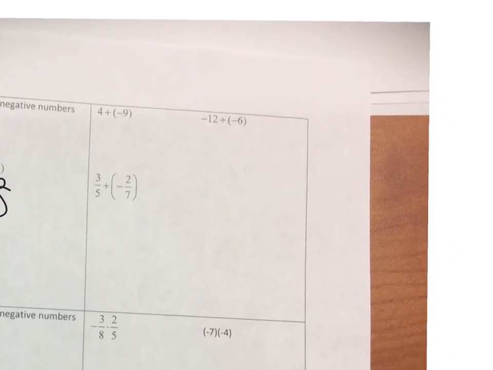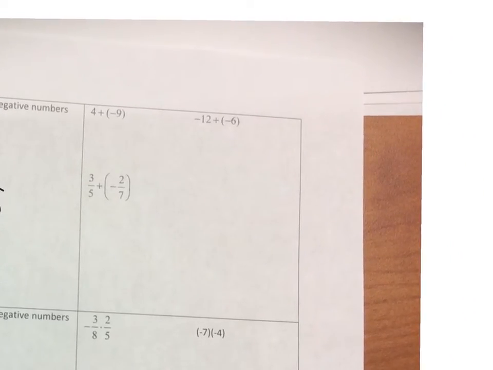Well, I did a couple more of those on the other side of this page. 4 plus negative 9, the signs are different. So I subtract. 9 minus 4 is 5. 9 is bigger than 4, so I get negative 5. Whoop-de-doo.